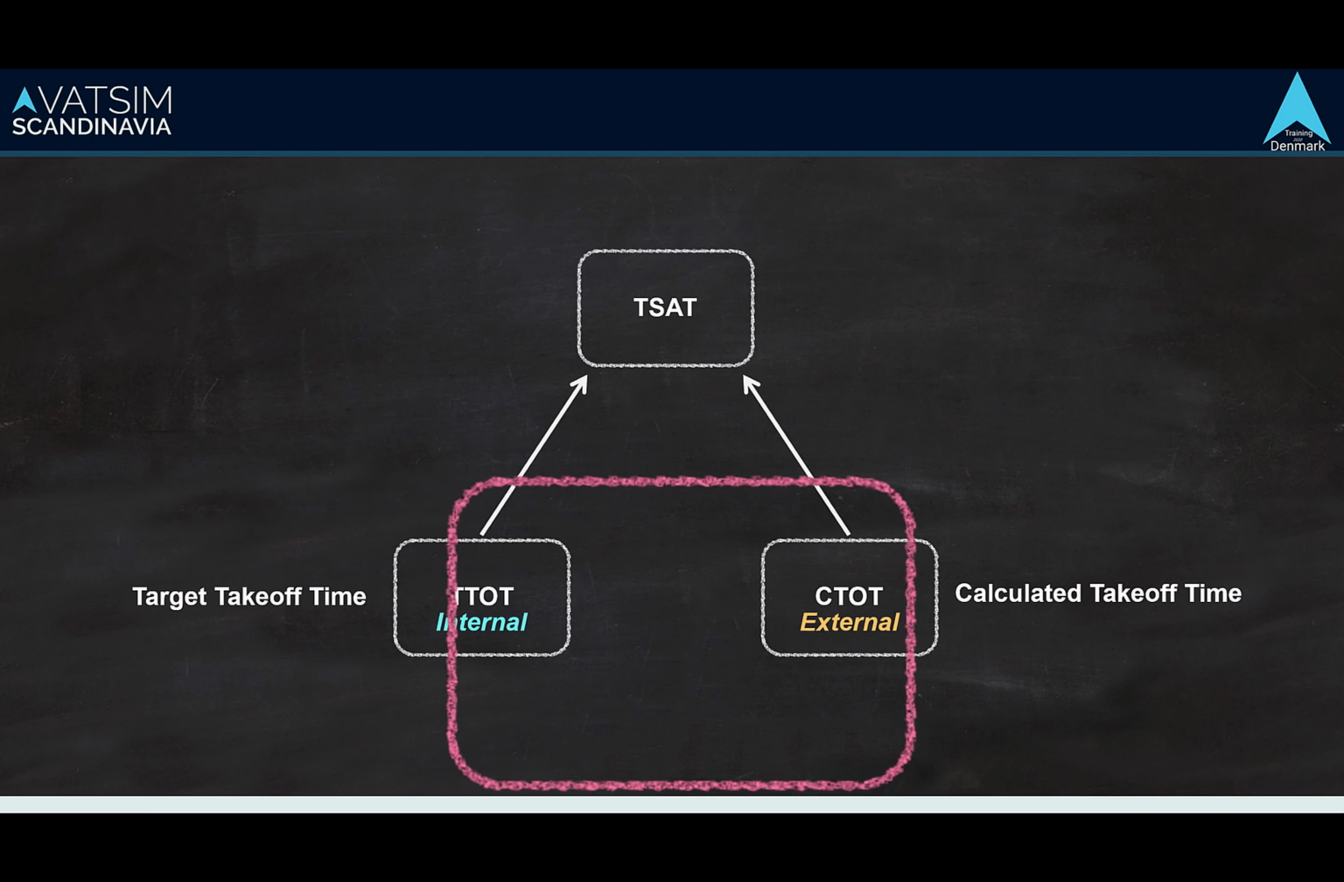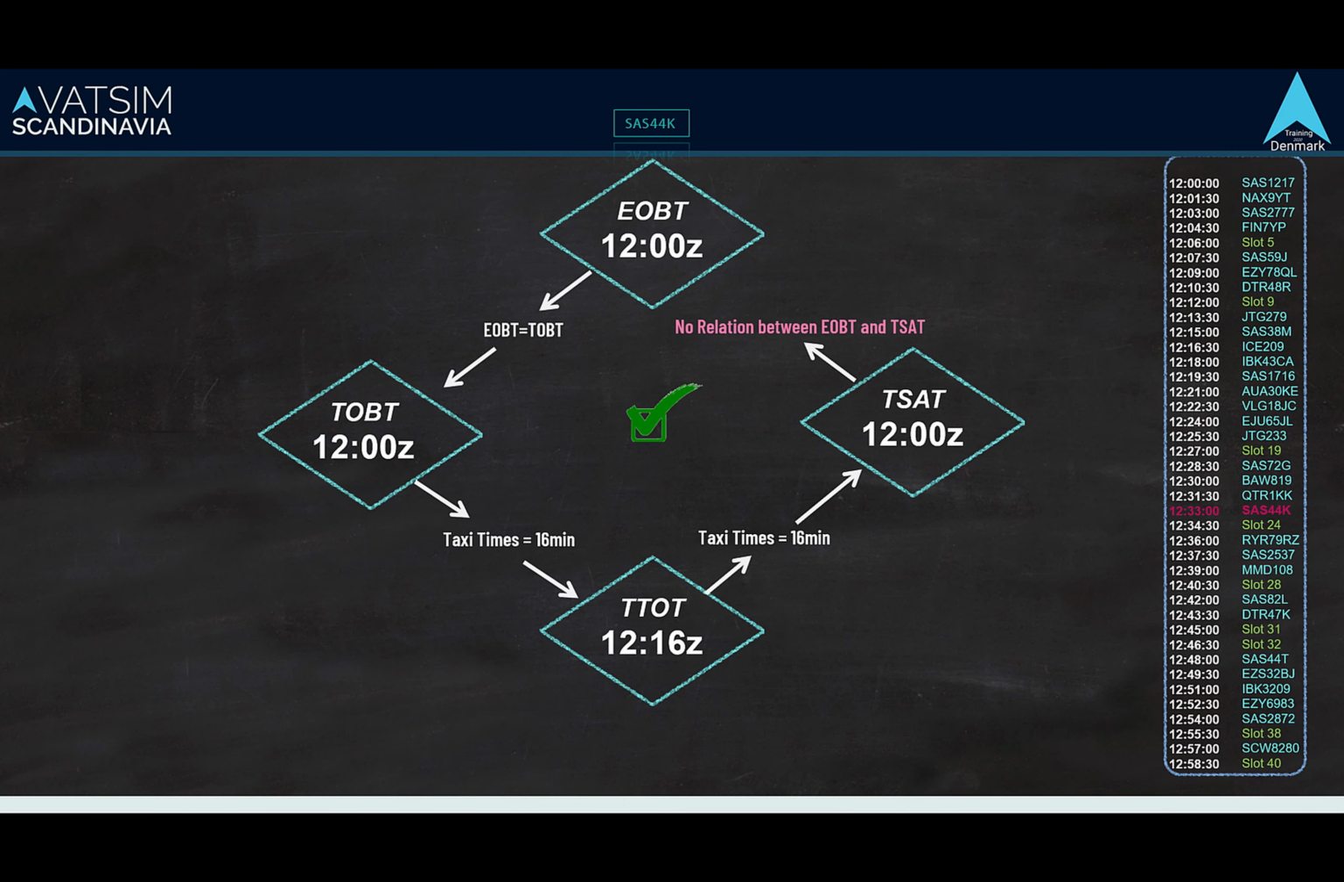But sometimes external restriction plays in as well. That's the CTOT. When this is in effect, the system goes and actually reserves a takeoff time slot for Scandinavian 33 kilo. Now his EOBT, TOBT, TTOT, all this doesn't matter anymore because he already has his takeoff time reserved and assigned. Now let's say that his CTOT is at 12:33. It's locked in the system, so it calculates 16 minutes back, and now a TSAT of 12:17 is assigned. There's no relation between the TSAT and the estimated off block time.